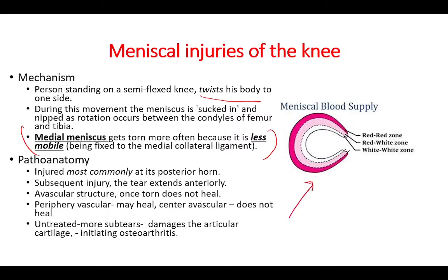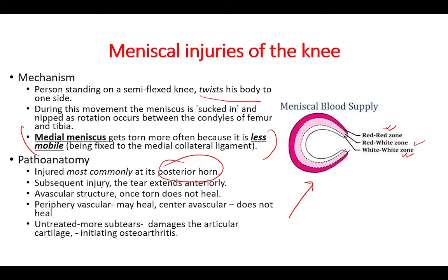Here you can see the menisci has different blood supply. One is the red zone, which is well vascularized, the red-white zone, which is partially vascularized, and the white zone, which is the least vascularized. The most common part of the meniscus which is injured is the posterior horn.